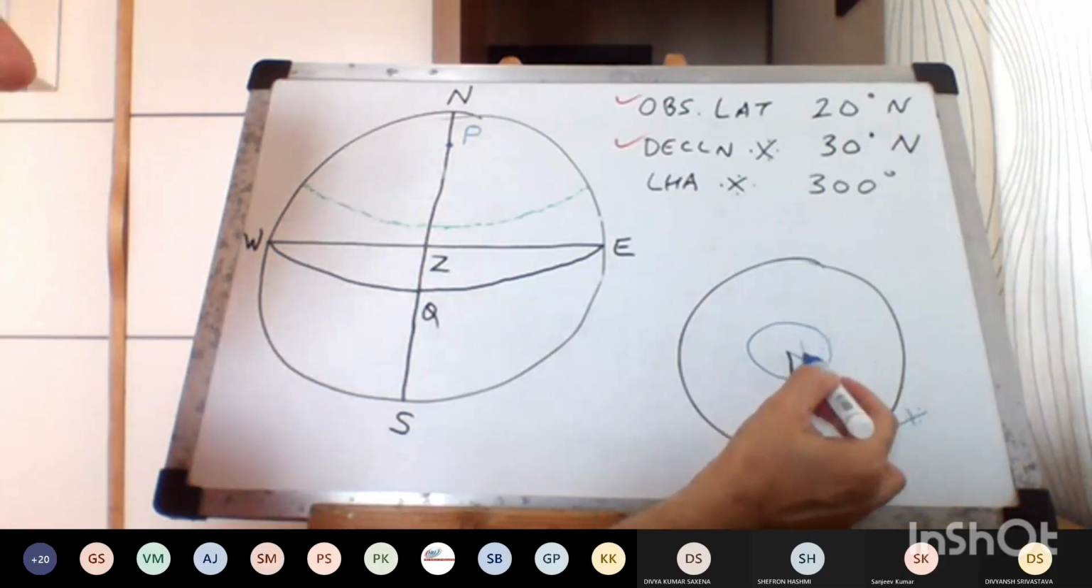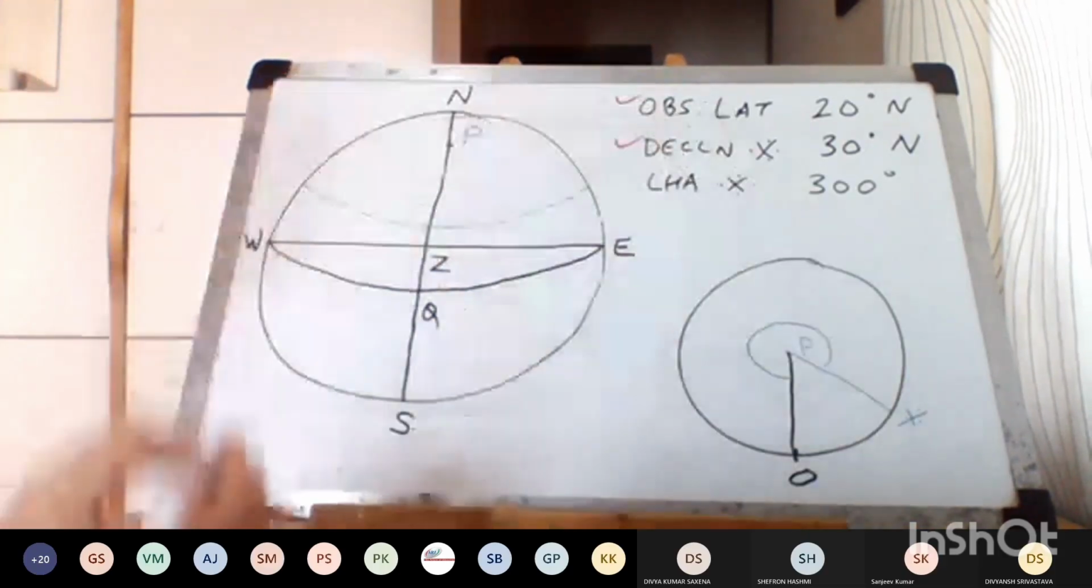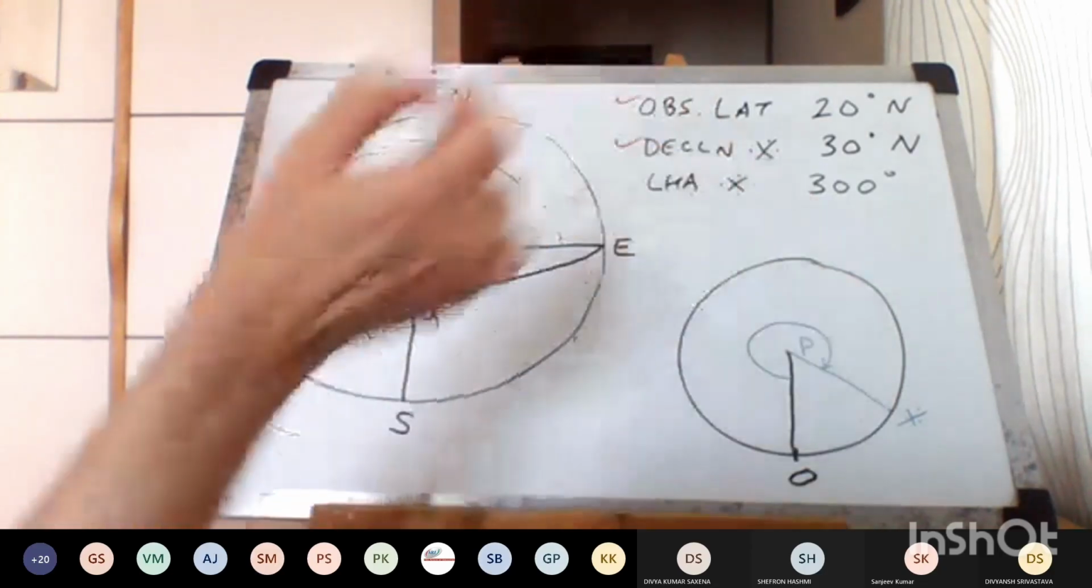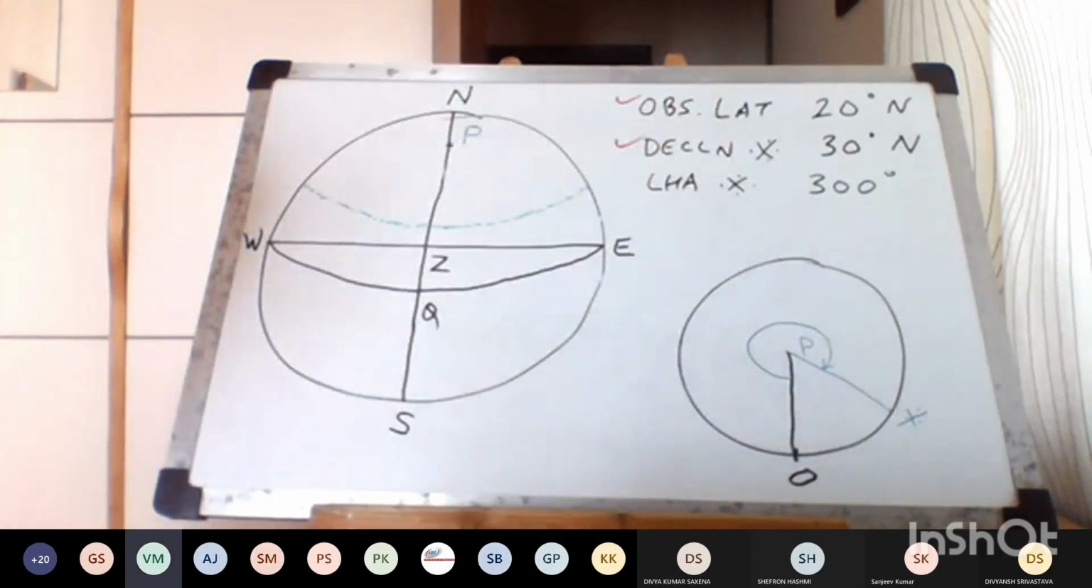Is this clear to everyone? Is this clear to everyone? So keeping this in mind, now you tell me where I should draw the declination circle.